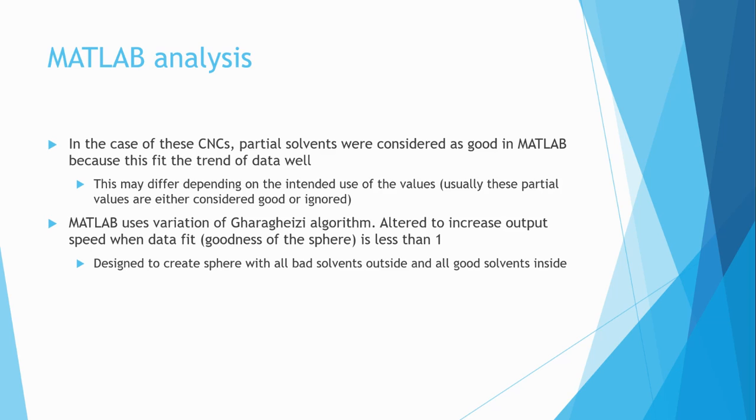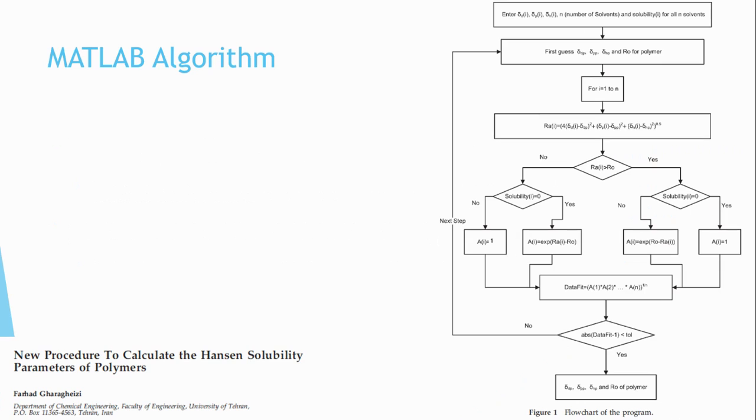For this study, we used a slightly altered version of the Garagese algorithm. In short, this algorithm is designed to create an HSP sphere with all bad solvents outside and all good solvents inside. When I initially used this algorithm, it took hours to get an output if the data fit, or the goodness of the sphere, was less than 1. So I altered it to make this output much quicker. So here is a flowchart that represents the Garagese algorithm.